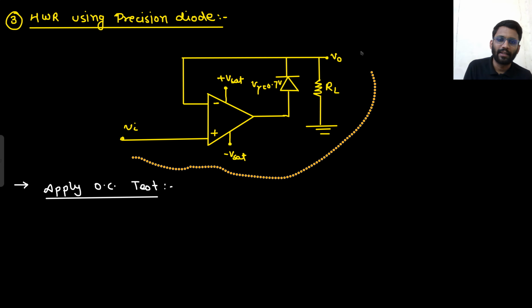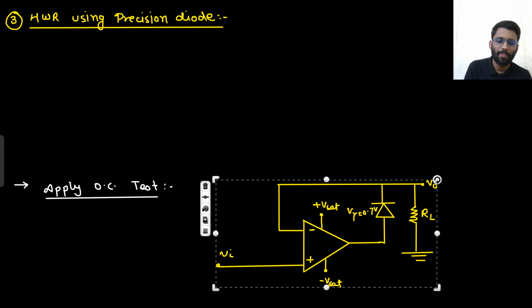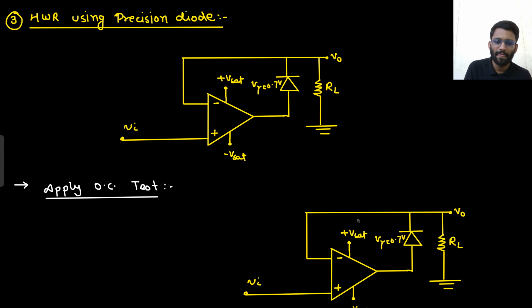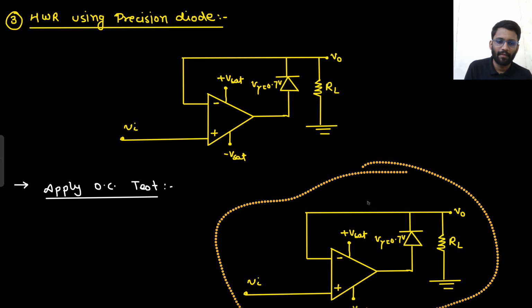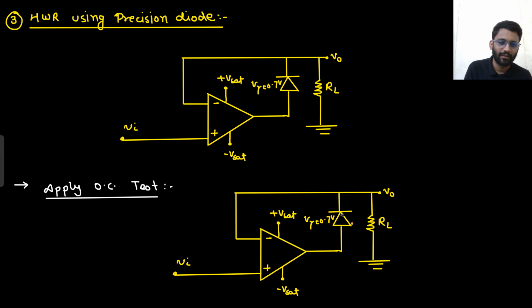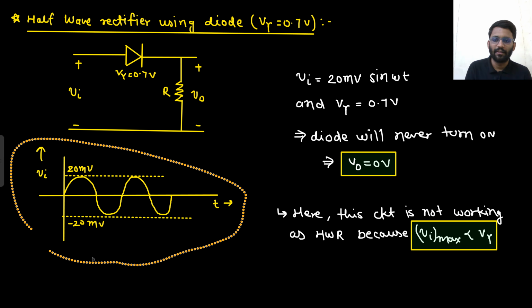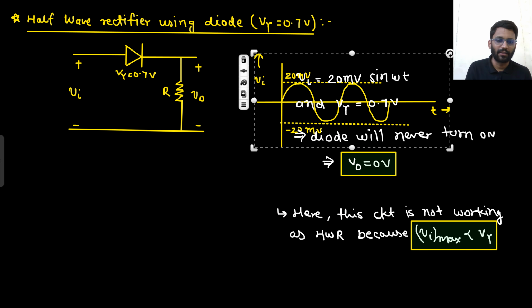So what I will do is copy the same circuit and open circuit this diode. This diode is open circuited. It has a V gamma of 0.7, we are not going to forget it. This is the same diode we are using, and our target is to amplify this particular signal.